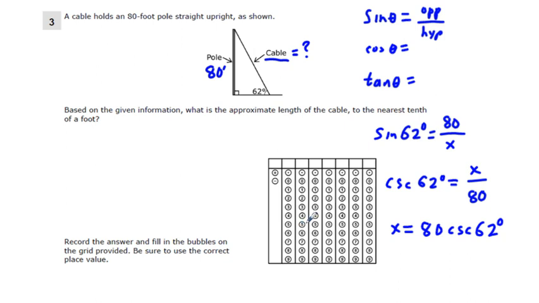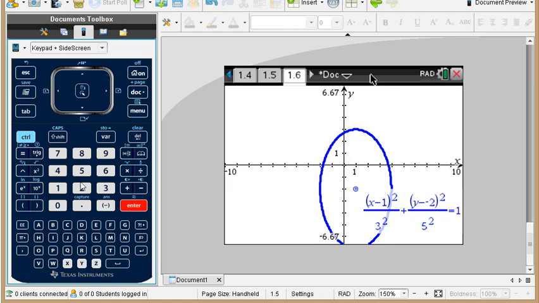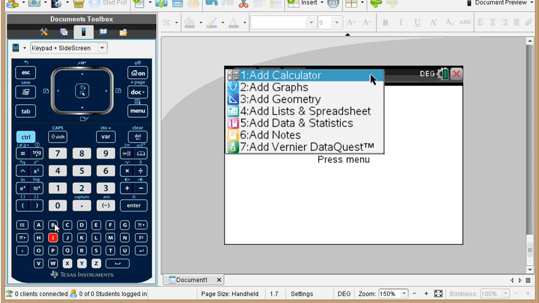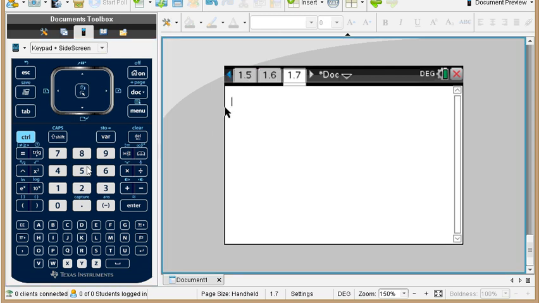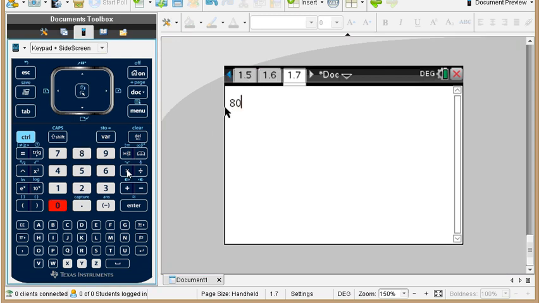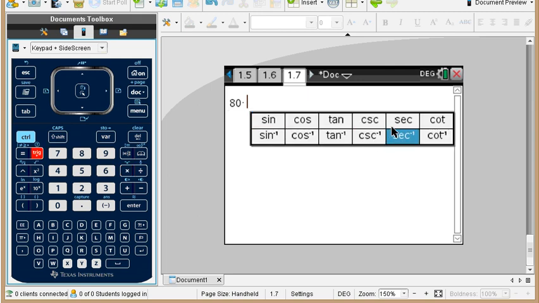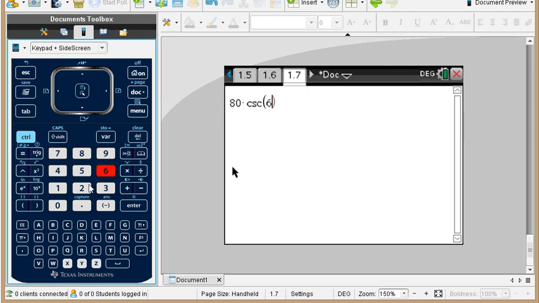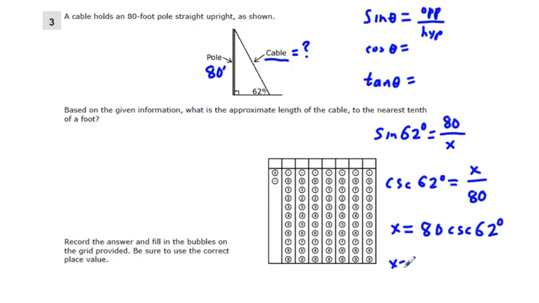And we are in degrees here. We get 90.6056. And then we just look at what they're looking for here. We want it to the nearest tenth, and so that would be rounded, 90.6 feet.